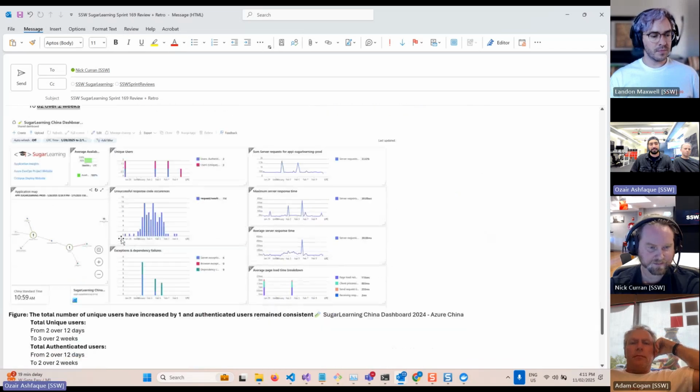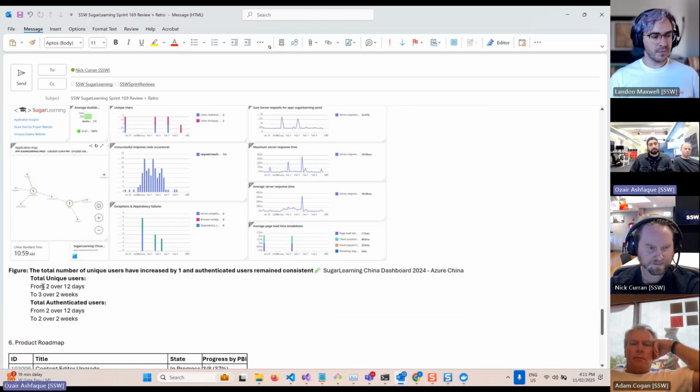Moving towards the China dashboard, the total unique new users have increased by 1, and authenticated users remained the same. Do you have any questions about it?